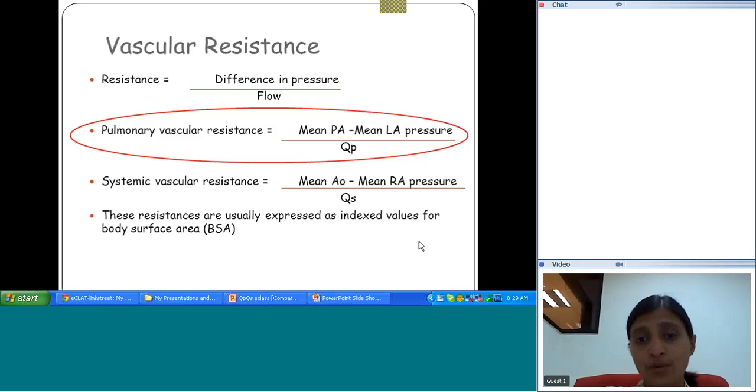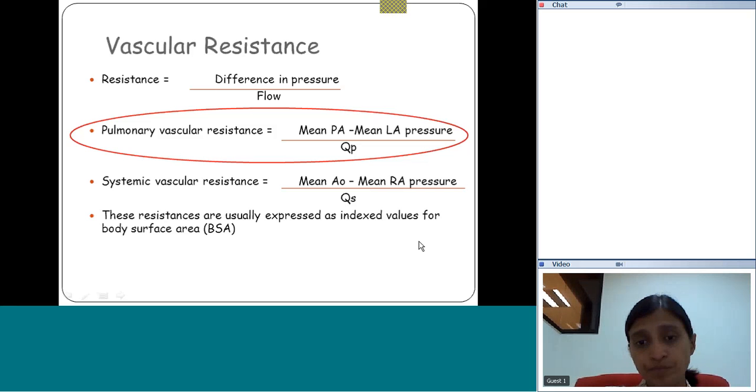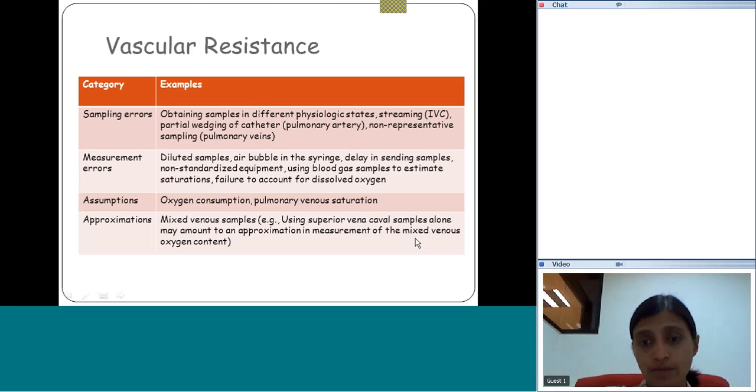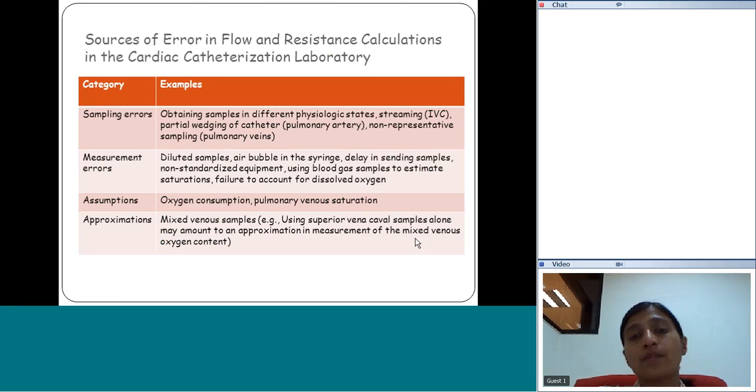Right. From the outset, I have been cautioning you about various errors that are possible in flow and resistance calculations. I think we often ignore the fact that hemodynamic calculations are prone to errors, and if you decide to embark on a hemodynamic study, you have to be meticulous in the way you carry it out. This starts from the moment you come into the lab, you position your patient, you make sure that there is no airway obstruction.